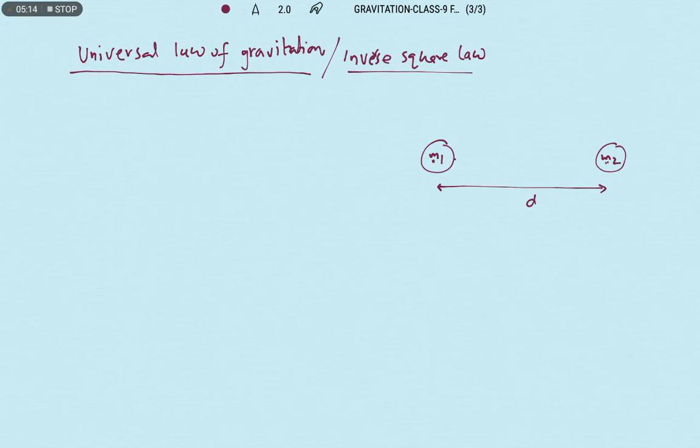Now the force of attraction or the gravitational force between the two bodies, according to Newton, is given as: force of attraction is directly proportional to the product of their masses, that is m1 into m2. What is the meaning of directly proportional? If the mass of the objects increases, the force of attraction between the bodies will also increase. That means the magnitude or strength of the force of attraction will also increase.